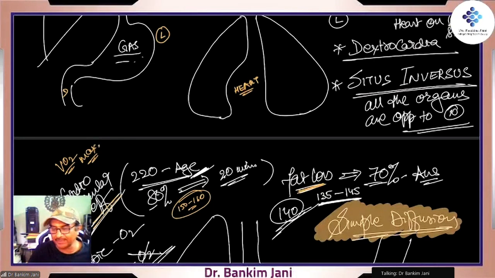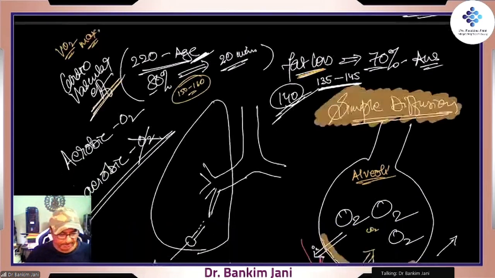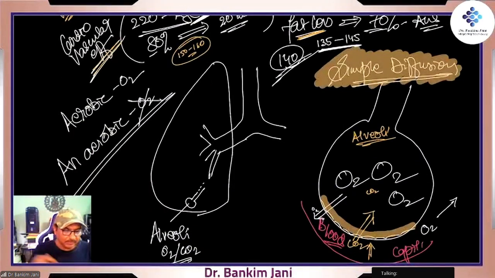It is called situs inversus. In anatomy, we will be talking about it in more detail, why it really occurs when there is a defect in the rotation. Right? The whole thing rotates. Okay. So here it is.